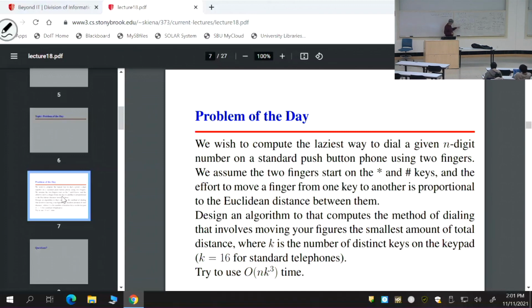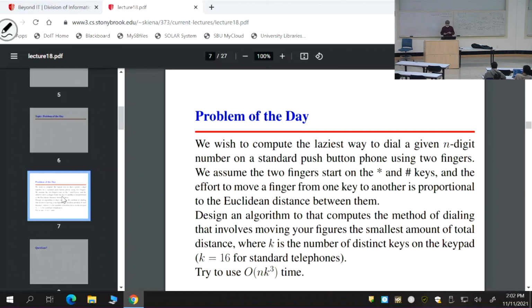K squared time per box, n times K squared boxes. This is something like n to the K to the fourth. Any questions about that? Any questions about how I did this formulation? One way or another.